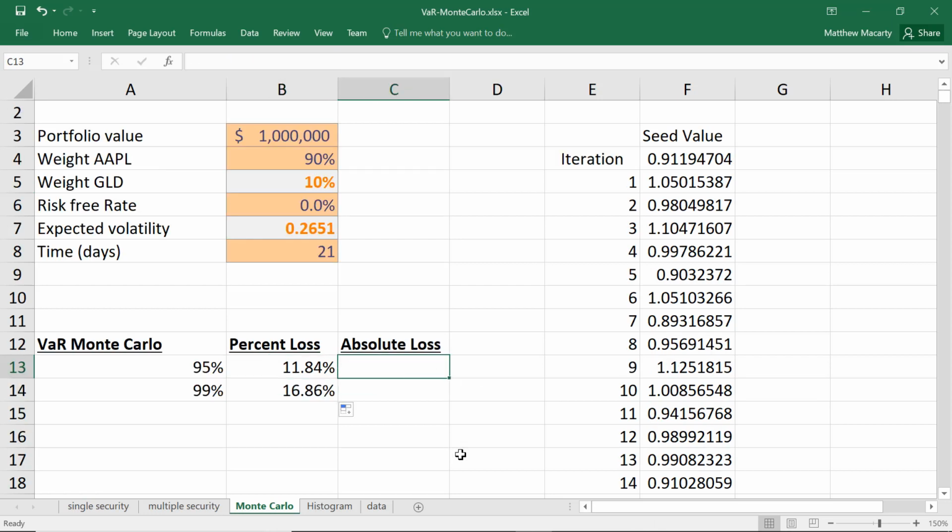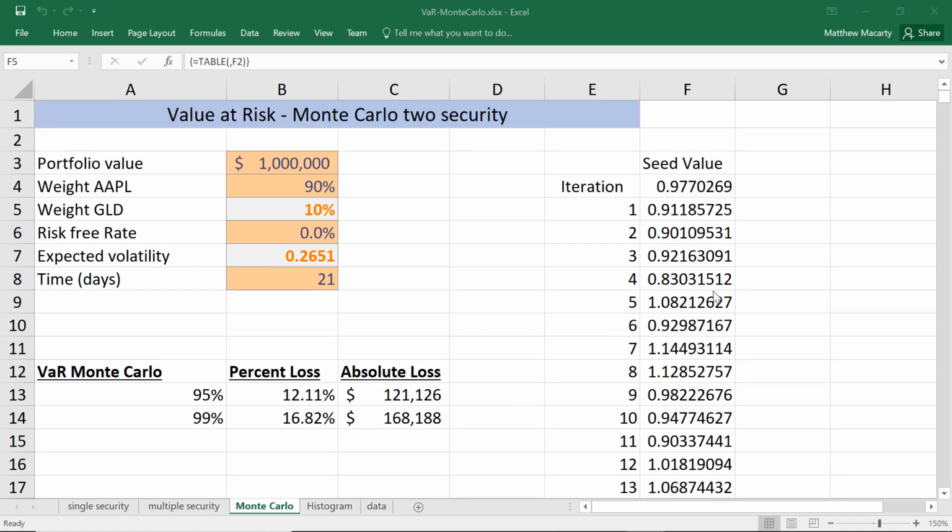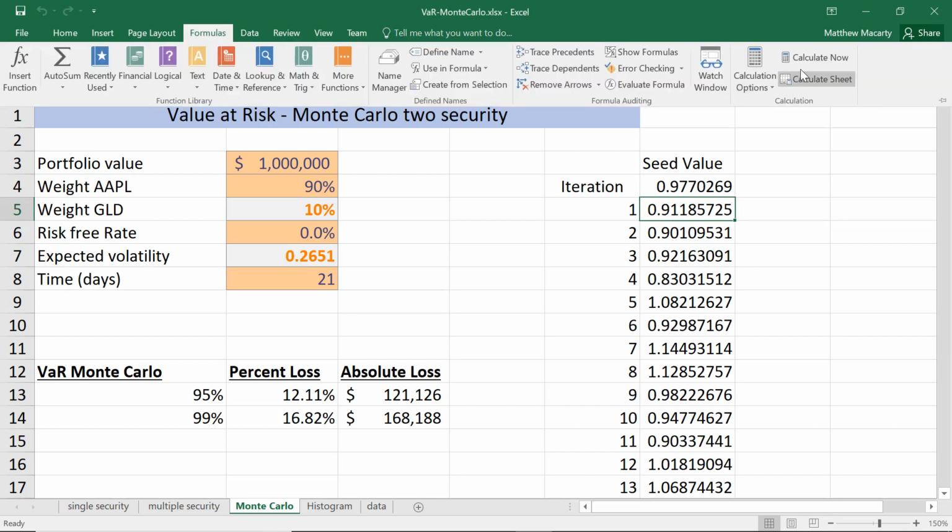To get this in dollar amounts, I'm just going to multiply the percent loss by the portfolio value. So we can see that over the course of a trading month, our maximum downside risk, we think, shouldn't exceed 161,931, at the 99% confidence level. The benefit of running a Monte Carlo simulation is we can run as many simulations as we want. And so to get another simulation, you can go to the formulas tab and click calculate now.